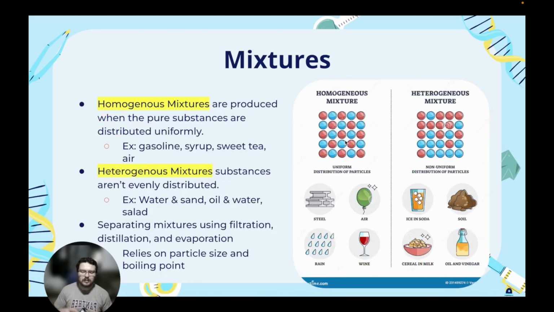Now within mixtures, we have two types of mixtures. We have homogeneous mixtures, and then we also have heterogeneous mixtures. Homogeneous mixtures are mixtures where the pure substances that were added together and mixed with each other are distributed uniformly. So an example would be sweet tea, or syrup or air, where we can't really tell that they're separated in any way, whereas heterogeneous mixtures are substances that aren't evenly distributed.